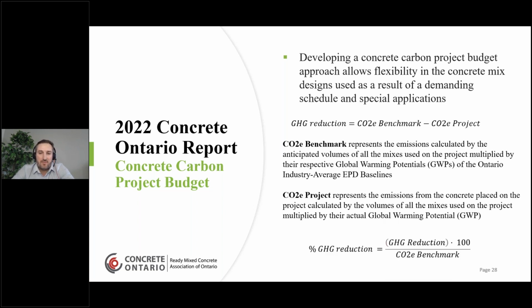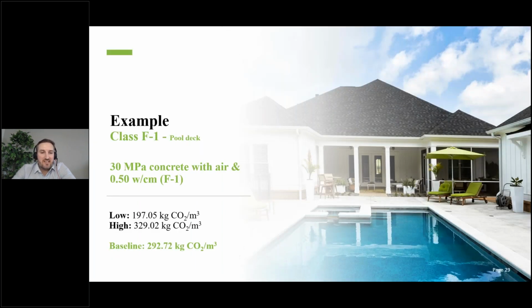And then your percent reduction for that project will be that reduction, benchmark minus project, divided by the benchmark times 100. So a little bit complicated, but let me just provide an example and showcase exactly how this works. So let's look at that pool deck that I mentioned previously, class F1 exposure, 30 MPa.